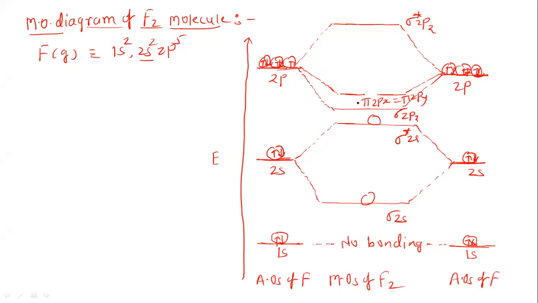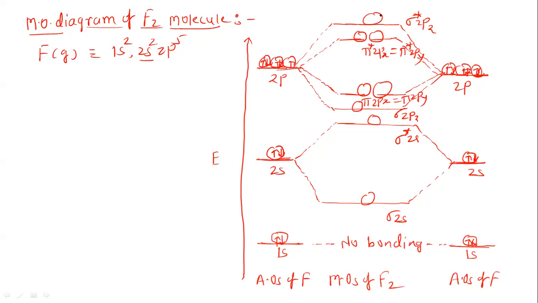Now put the circle here. This is sigma 2pz. Then the antibonding molecular orbitals pi star 2px equal to pi star 2py. So pi star 2px, antibonding molecular orbital, is equal to pi star 2py. So this is the MO diagram.